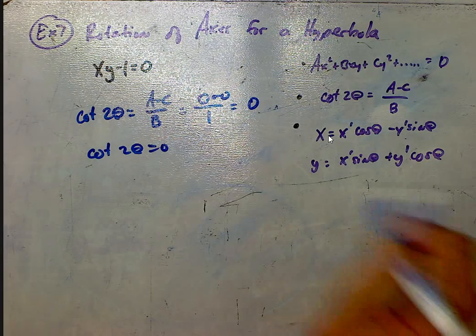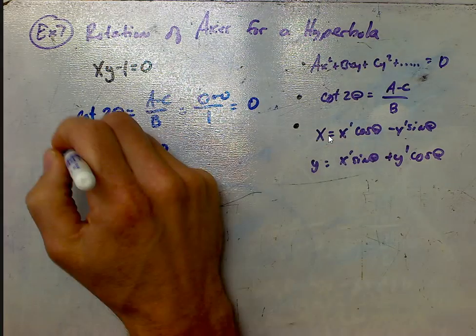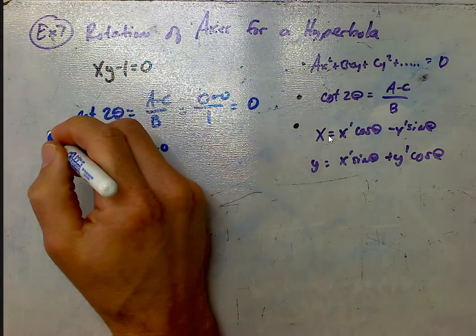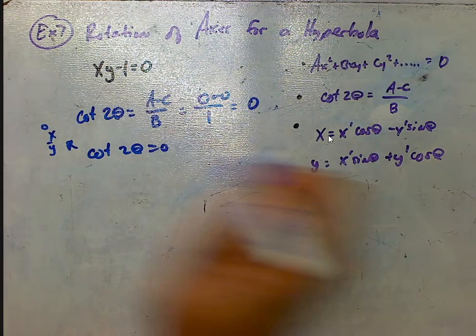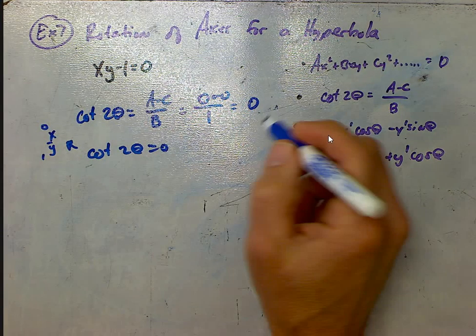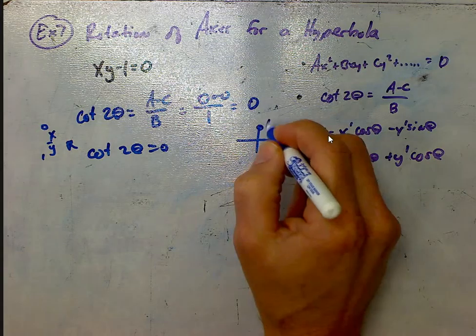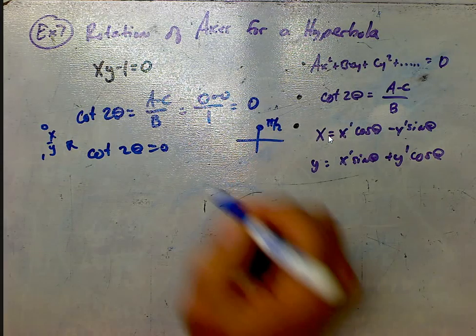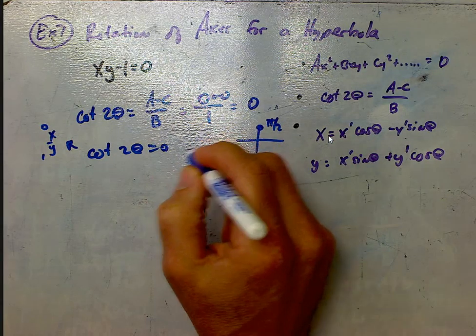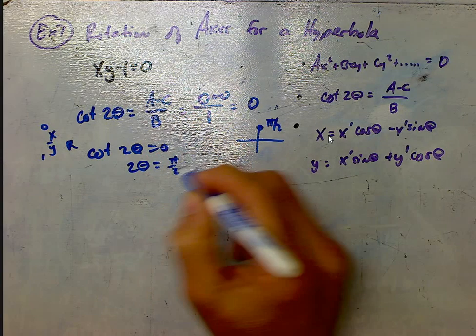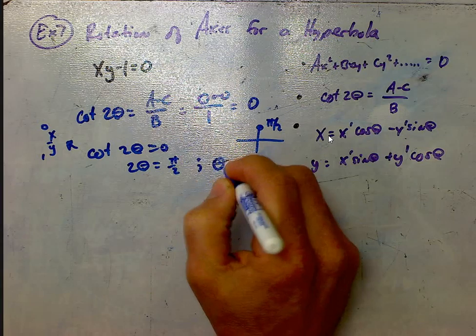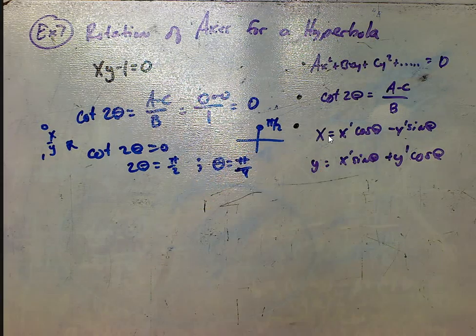Well, I know the cotangent from earlier in trig is x over y, which means that x has to be 0 and the y is probably going to have to be 1. So where's the ordered pair (0, 1) at? Well, it's at pi over 2. So 2 theta equals pi over 2. Divide both sides by 2, and you get theta equals pi over 4. That means we're going to rotate the axis pi over 4, or 45 degrees.